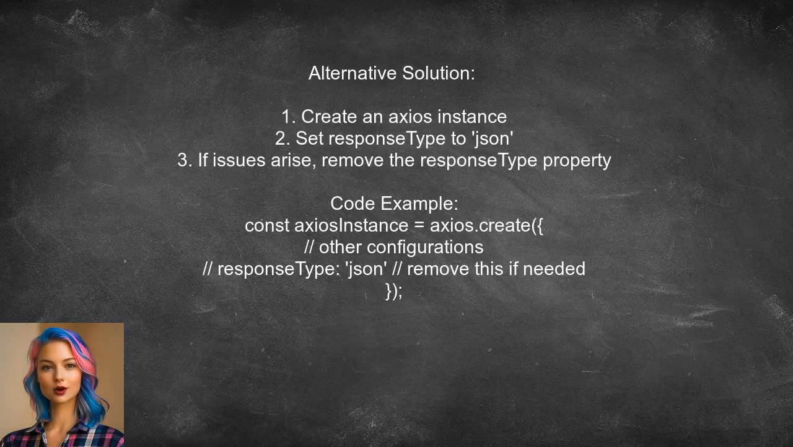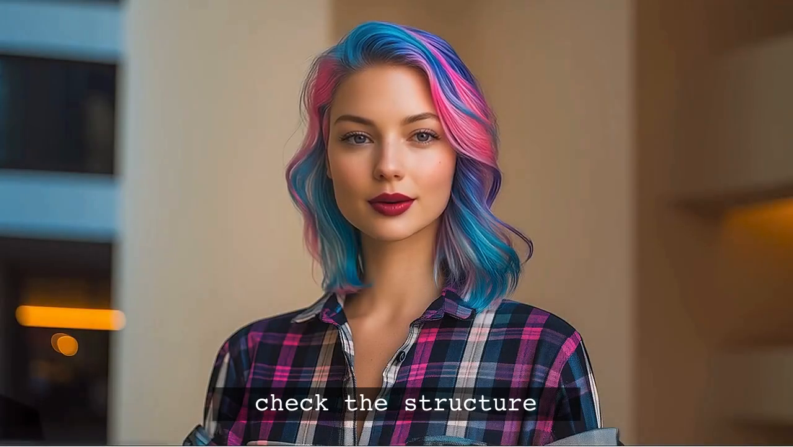An alternative approach shared by another user involves creating an Axios instance with a specific response type. They suggest setting the response type to JSON initially, but if you're having trouble retrieving error messages, removing this property can resolve the issue. Here's the crucial tip I promised.